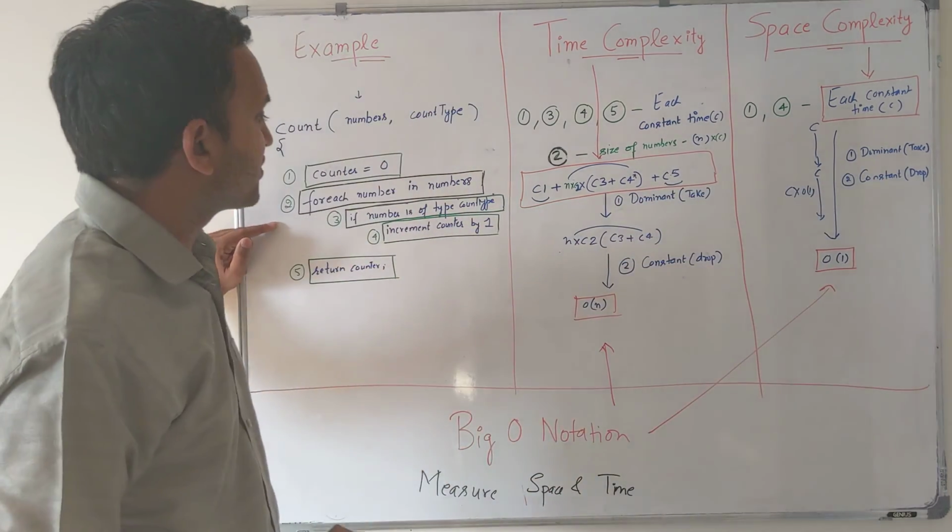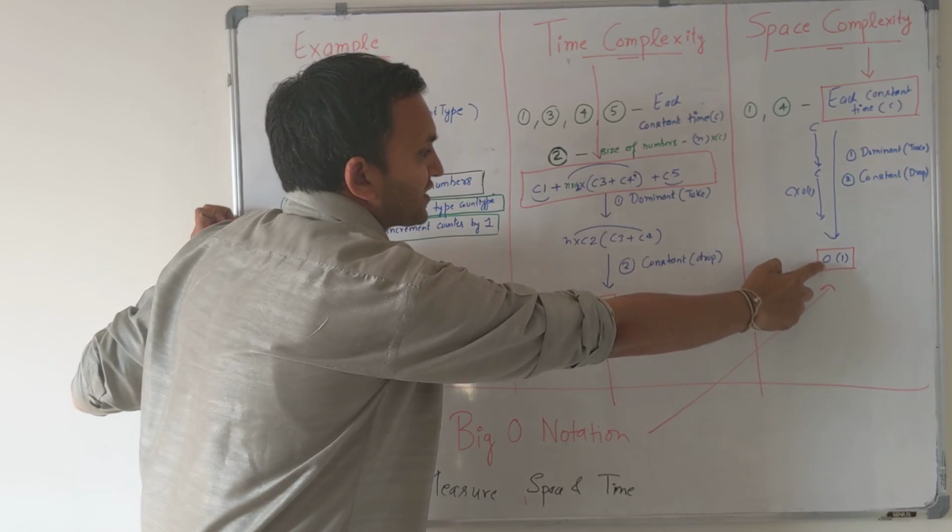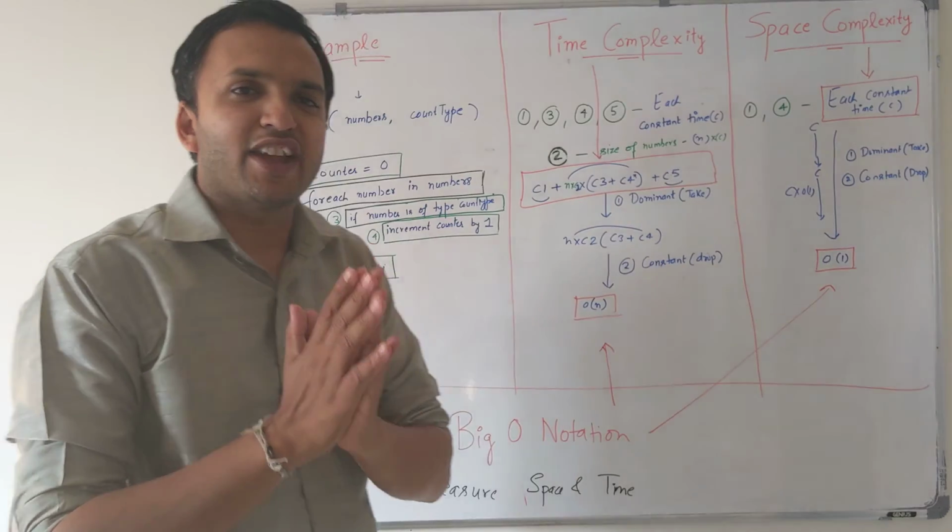So for this function, time complexity is O of n, whereas the space complexity is O of 1.